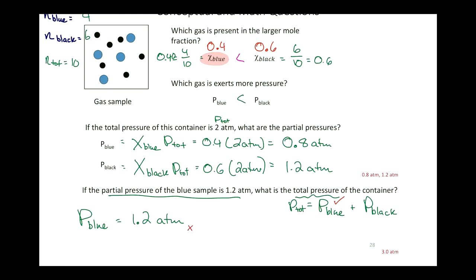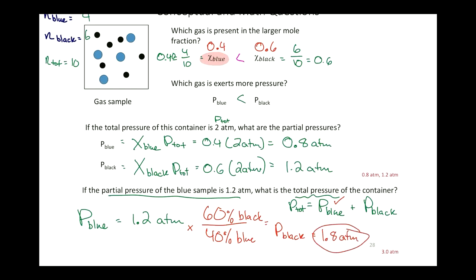You can say, oh, 40% of the sample is the blue particles and 60% of the sample is the black particles. And so scaling this up, I should be able to get the partial pressure of the black particles, which I think is something like 1.8 atmospheres.